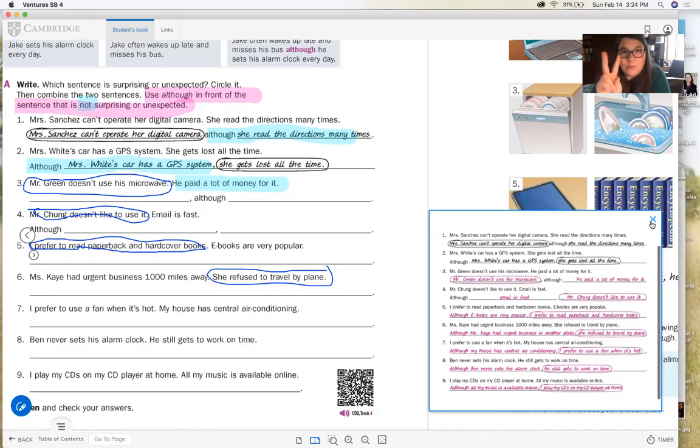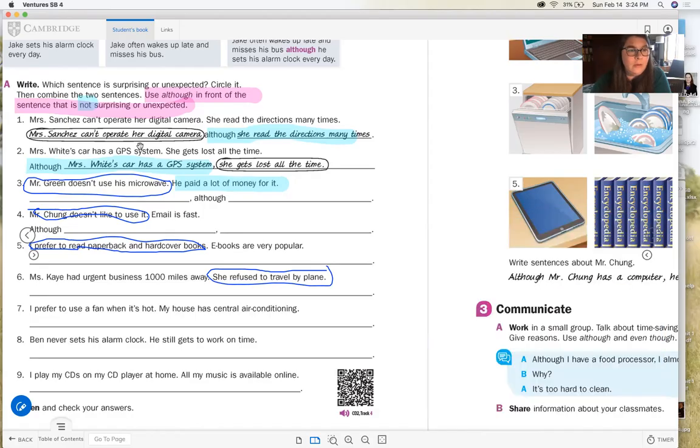Okay, so two things. It doesn't matter which order you say these in, okay? So right here, you can have number one like this or switched. Although she read the directions many times, Mrs. Sanchez can't operate her camera, right? These can switch, just be careful of the comma.